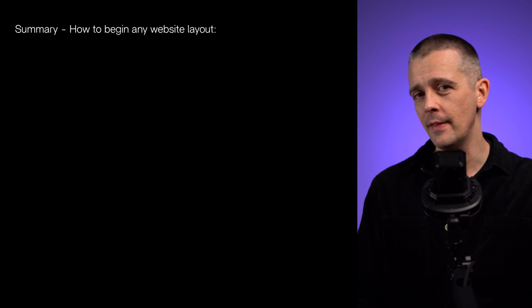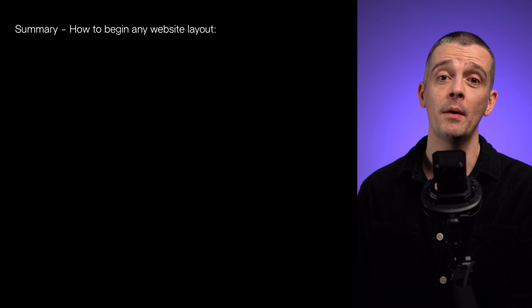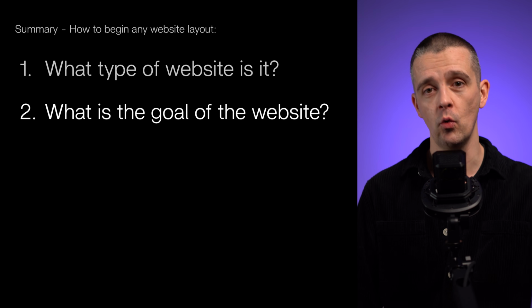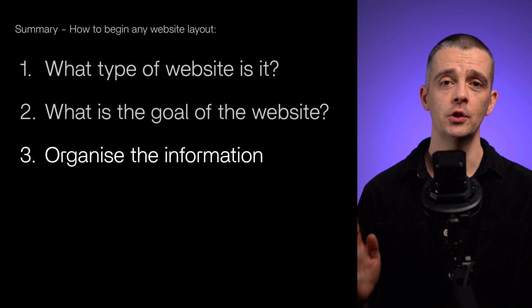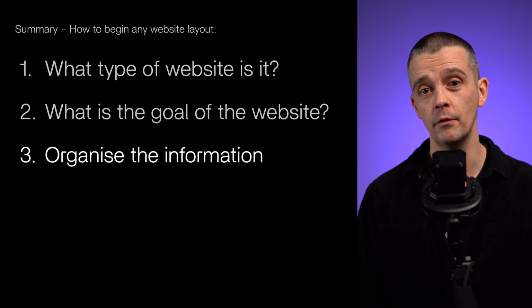So in summary, and then I want to share some next steps with you at the end. What we've talked about: when you begin any website layout, you want to ask, what type of website is it? Then secondly, what is the goal of the website? And design towards that. Then we want to organize the information, make sense of it. That's our job as designers, and that's how we serve our users.